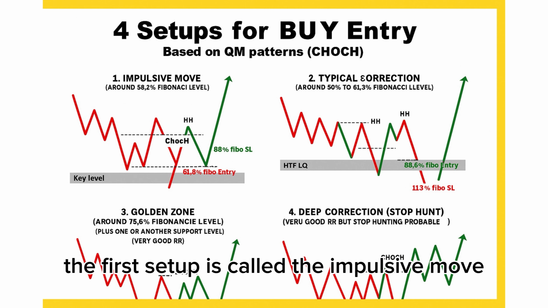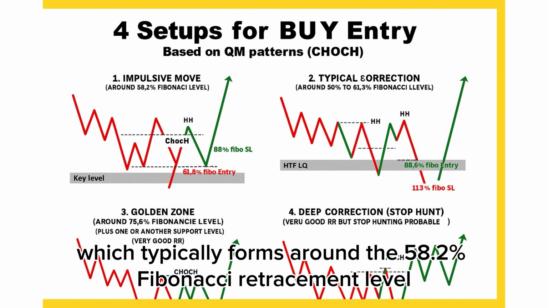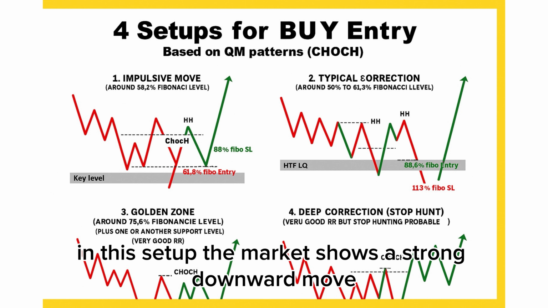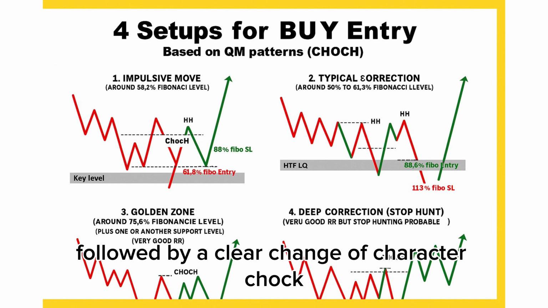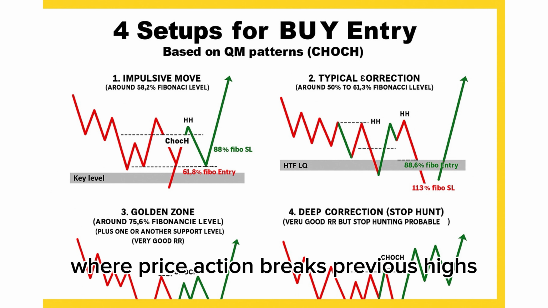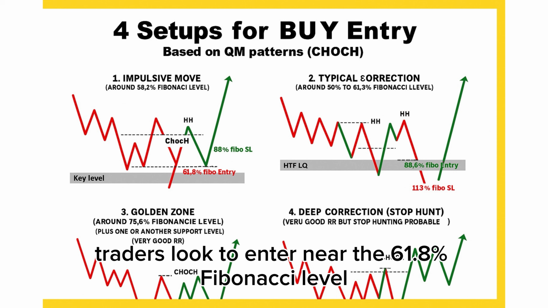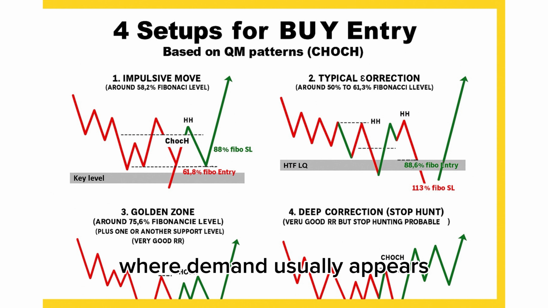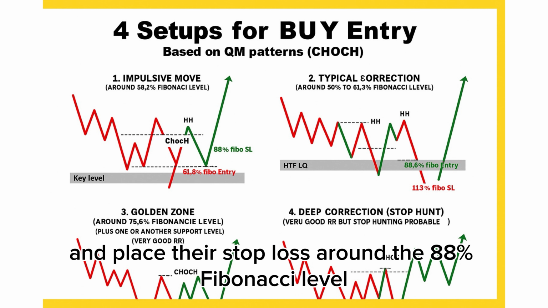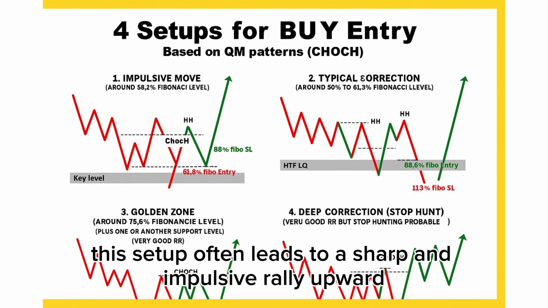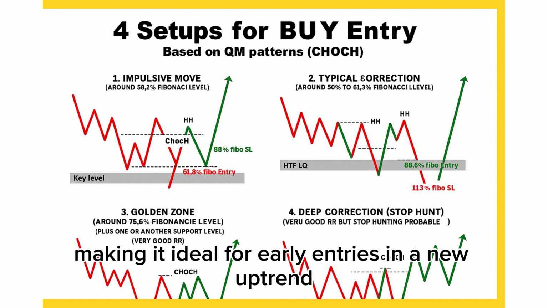The first setup is called the impulsive move, which typically forms around the 58.2% Fibonacci retracement level. In this setup, the market shows a strong downward move followed by a clear change of character, CHoCH, where price action breaks previous highs, indicating the start of a bullish reversal. Traders look to enter near the 61.8% Fibonacci level, where demand usually appears, and place their stop loss around the 88% Fibonacci level to account for minor pullbacks. This setup often leads to a sharp and impulsive rally upward, making it ideal for early entries in a new uptrend.